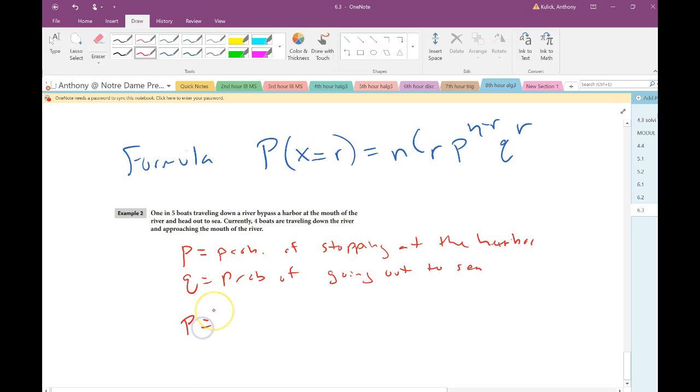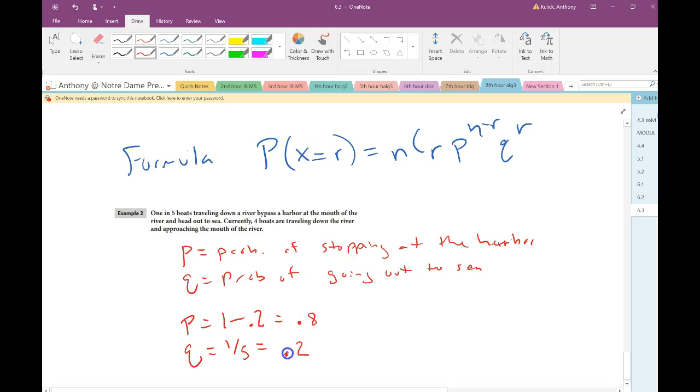We're told in the problem that the probability of going out to sea is 1 in 5. So 1 out of 5, or 0.2, because it says 1 in 5 boats bypasses the harbor and heads out to sea. So that means the probability of stopping at the harbor is 1 minus 0.2, or 0.8.